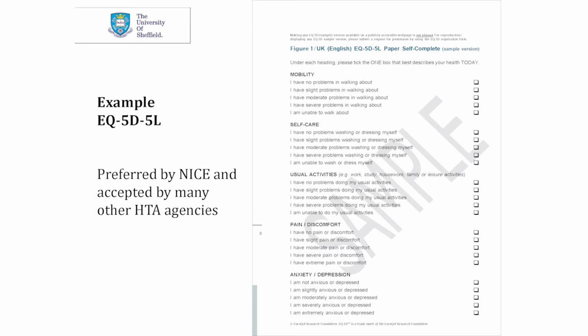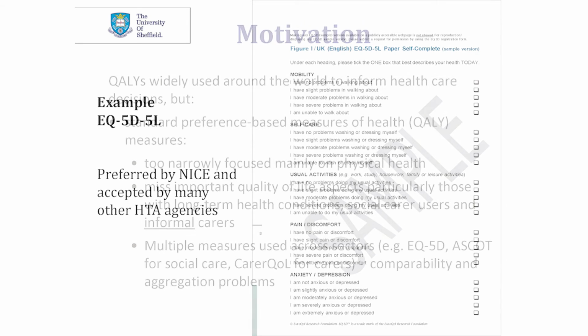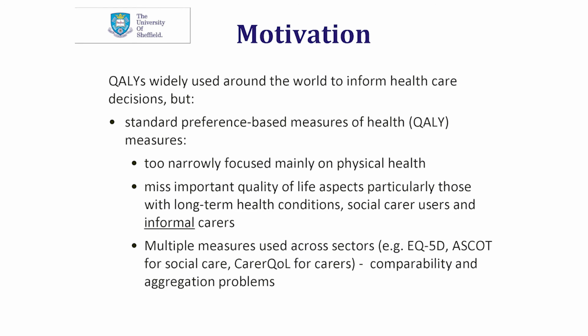So for each one of those 3,125 health states, we have a score on this 0 to 1 anchored scale. So if somebody fills that in, we're able to assign a value to them. And then in the context of a trial or perhaps a non-intervention study, we can look at the way in which these scores change over time and calculate QALYs for those individuals. So all well and good.